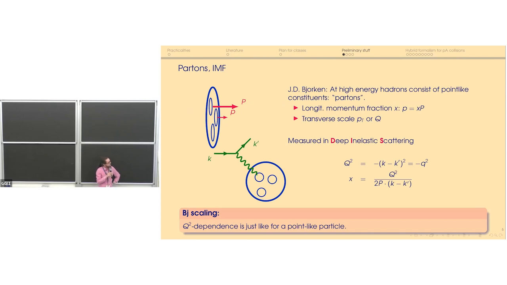So we are here talking about partons. The idea of a parton was originally introduced by Bjorken. The idea is that at high energy, hadrons consist of point-like constituents, which Bjorken called partons. It was only later realized that you can identify these point-like constituents with quarks and gluons. The idea of partons was introduced before one knew about quarks and gluons, really. Quarks were not considered real particles. They were abstract mathematical tools to understand systematics in hadron spectra.